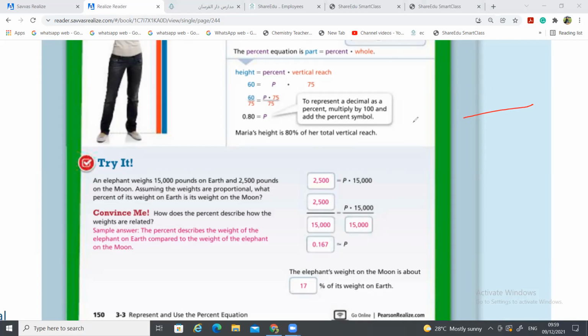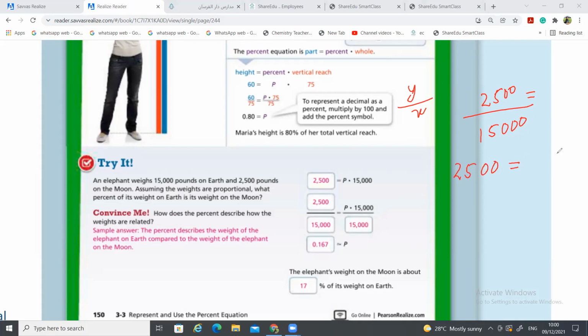What percent of its weight on Earth is its weight on moon? Do you remember that proportional is Y over X? When you used to do proportional before, how was it? Was it x or y, or y over x? Anyways, here you remember that I will take the bigger number here and the smaller number here. Assuming the weights are proportional, what percent of its weight on Earth is its weight on moon? They're asking the opposite.